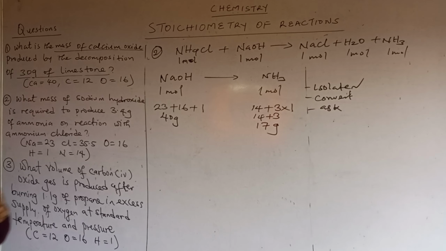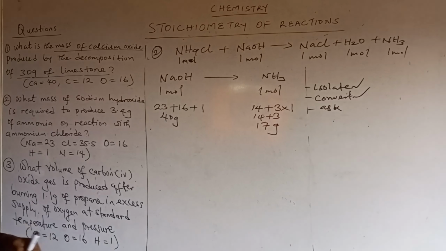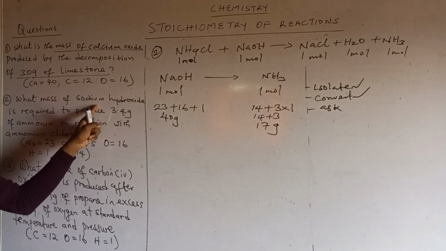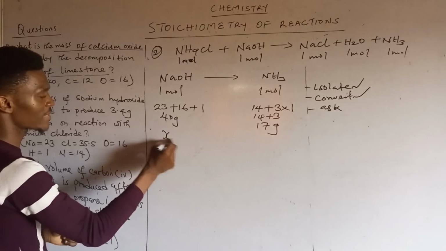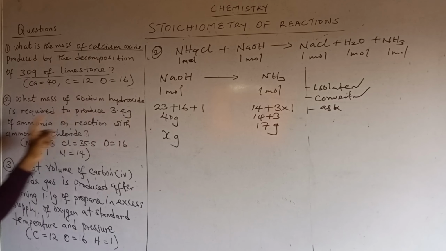Then now, we've been able to convert the language of the equation to the language of the question. The next is to now ask yourself the question. And what's the question? They said, what mass of sodium hydroxide? So we don't know the mass of sodium hydroxide that will be required to produce 3.4 grams of ammonia.